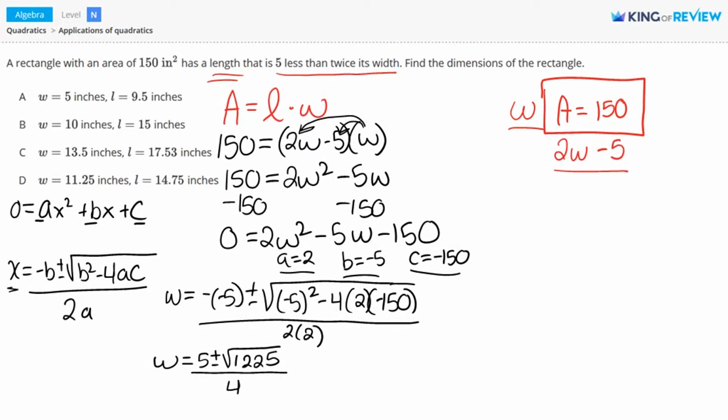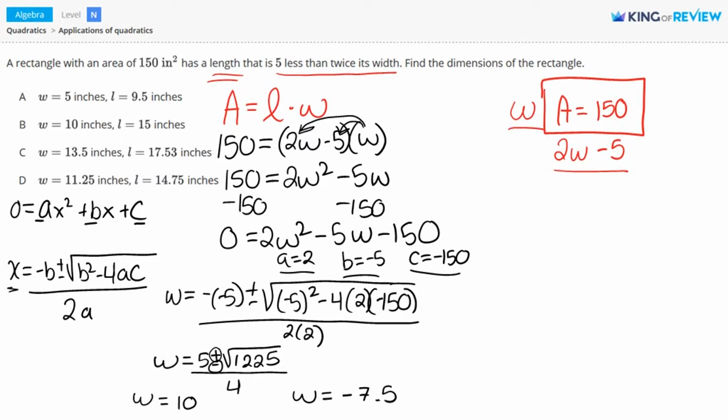So we're going to have two values for w. One is calculated using the plus sign, and the other is calculated using the minus sign. So we get w equals 10, and we get w equals negative 7.5.